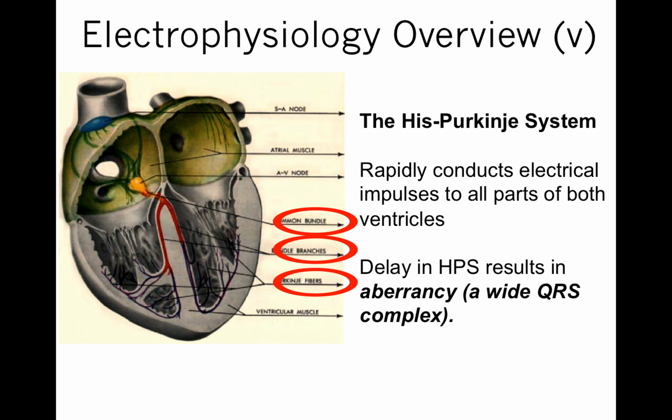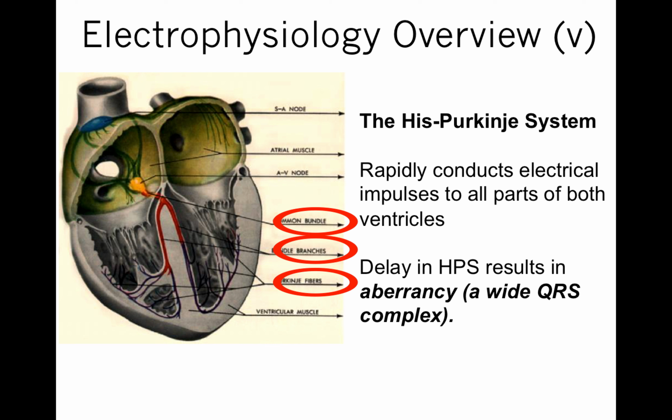Following this, the impulse is delayed and then conducts to the His-Purkinje system, which is composed of different bundles that supply both ventricles simultaneously. So there's the left bundle, which supplies the left ventricle, and the right bundle that supplies the right ventricle. And usually the ventricles depolarize simultaneously. The His-Purkinje system transmits electrical impulses quickly throughout the ventricular myocardium, and this leads to a very narrow QRS.